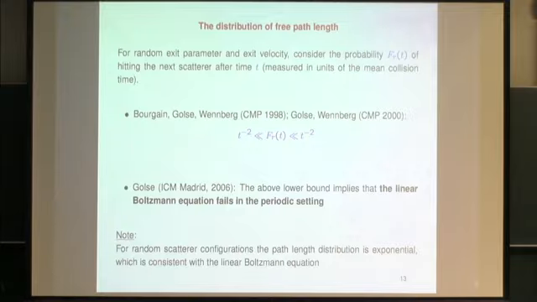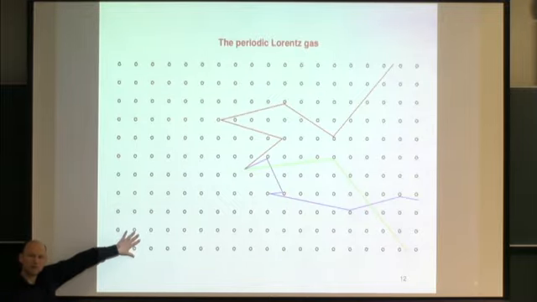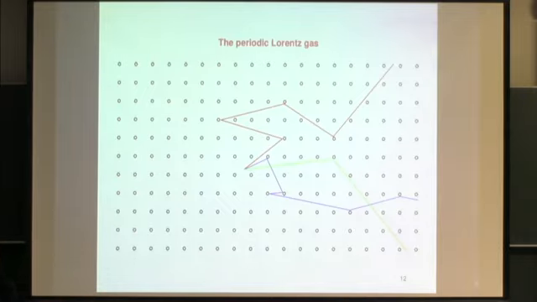Another question? So I was confused now. What is random precisely? The position of your scatterers or the initial conditions? No, the scatterers are fixed. We are in the periodic setting. The scatterers are completely fixed. They are on the periodic lattice points. And what is random is only the initial data.